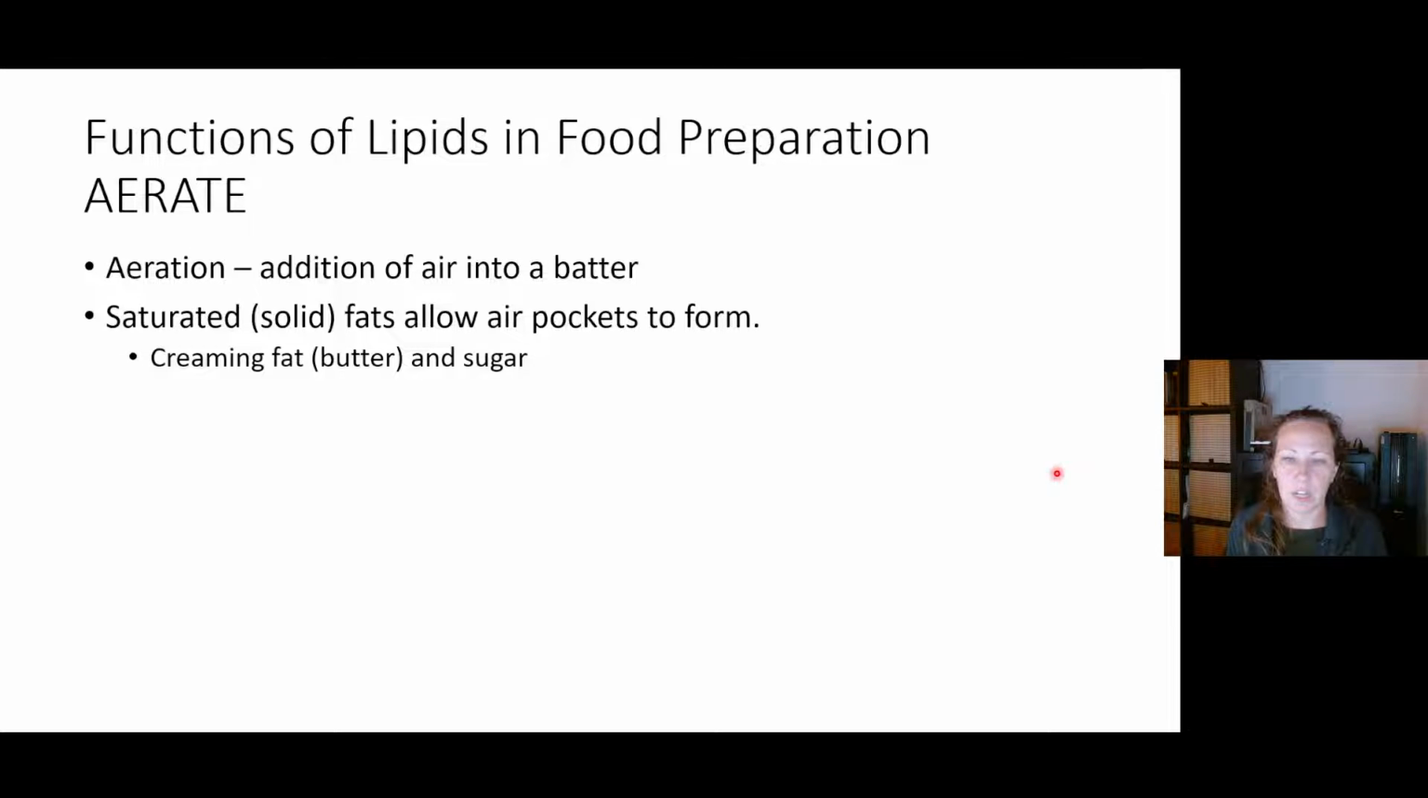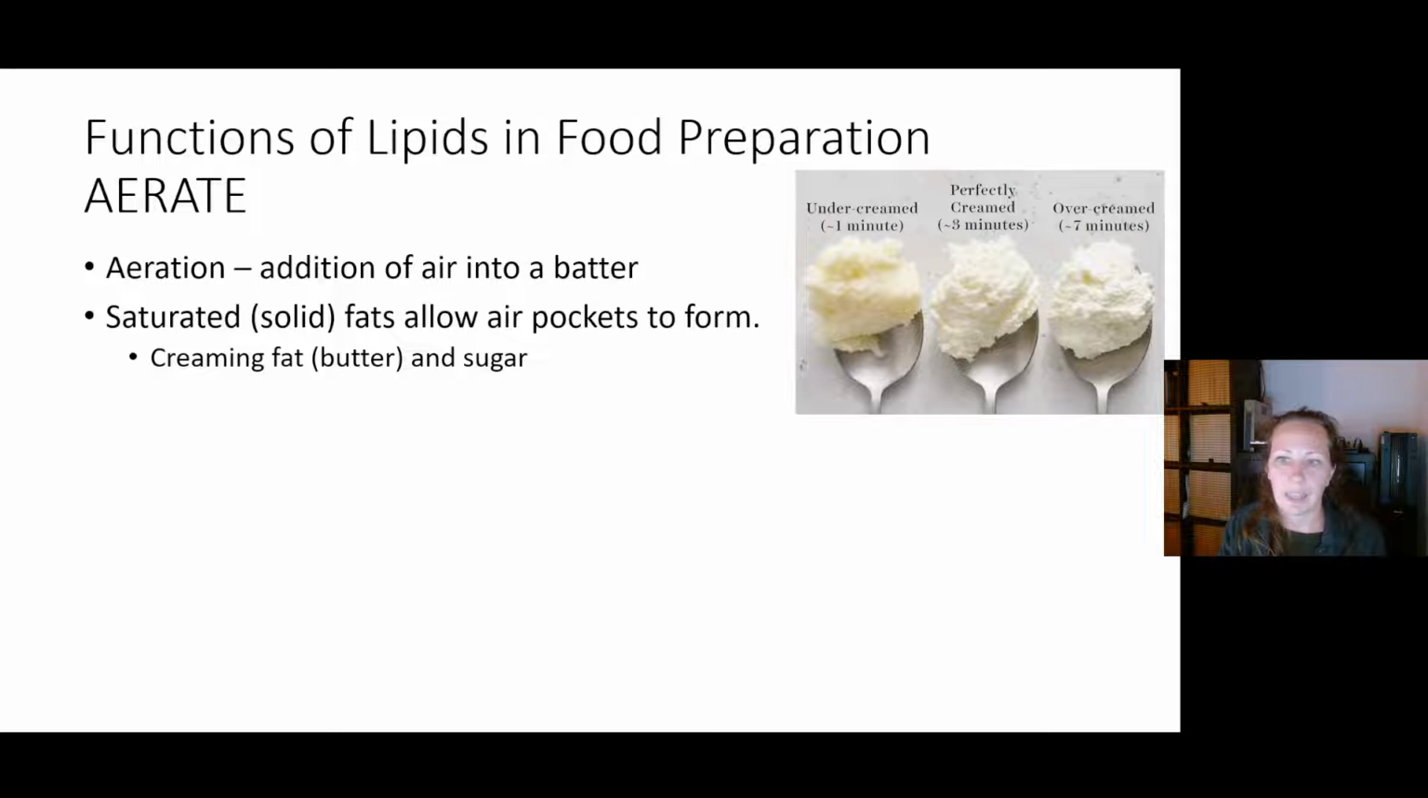By mixing the saturated fats at a high level, you can allow air pockets to form. And so this is what we're doing when a recipe asks you to cream the butter and sugar before mixing it into something else. And it'll tell you to cream that butter and sugar until it is light and fluffy. And this fluffiness indicates that the air has been incorporated.